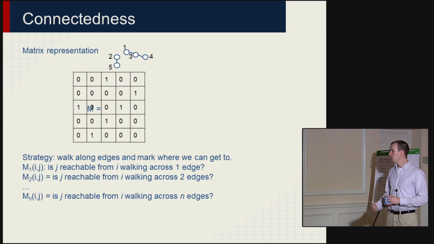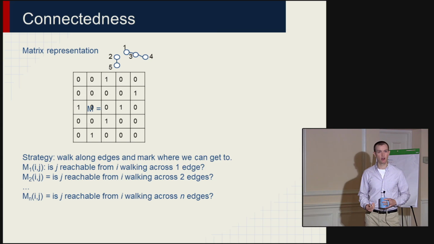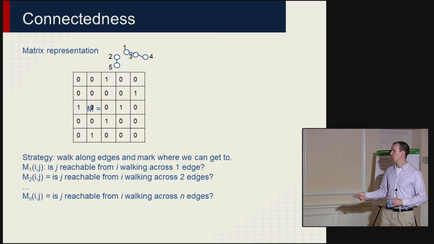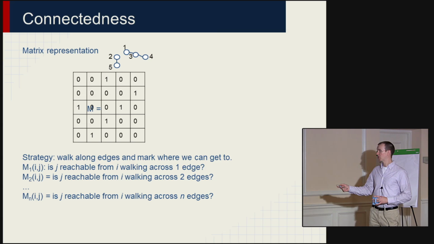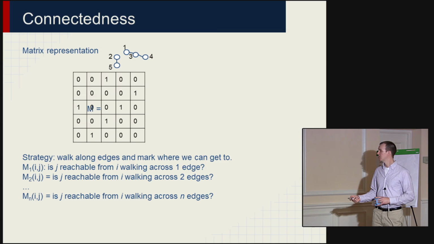Okay, so how can we figure out what the connected components are? One strategy would be to start traversing edges, and then just write down as we go where we started from and where we got to.